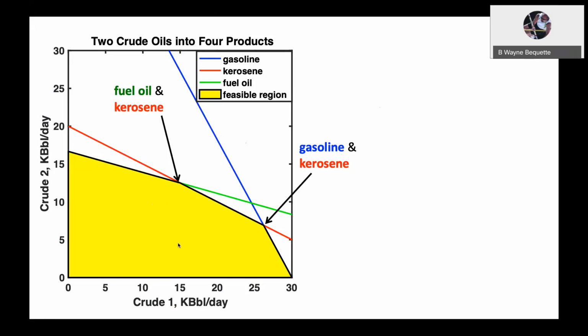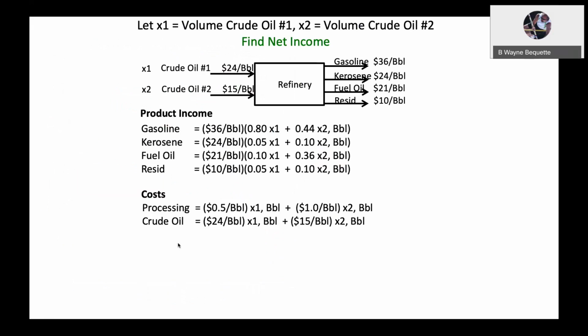We haven't discussed anything about economics yet. So now we want to add economic lines related to the net revenue. Here we have the product income, because of the values of each of these products, gasoline, kerosene, fuel oil, and resid, and the yields from each crude oil 1 and crude oil 2. So we need to sum up the product income and then subtract off the costs of processing and the purchasing, or the value, of the crude oil.